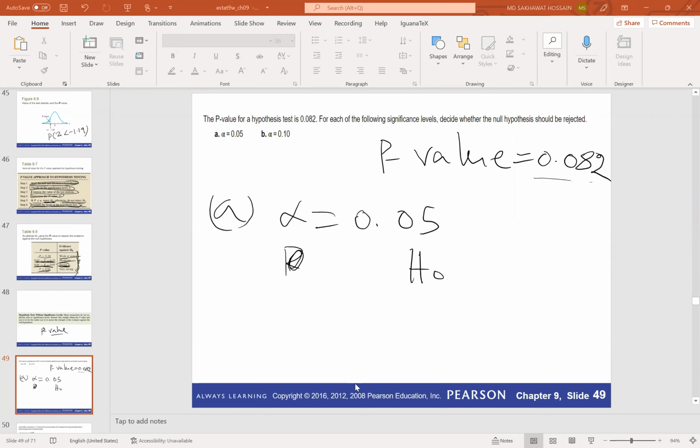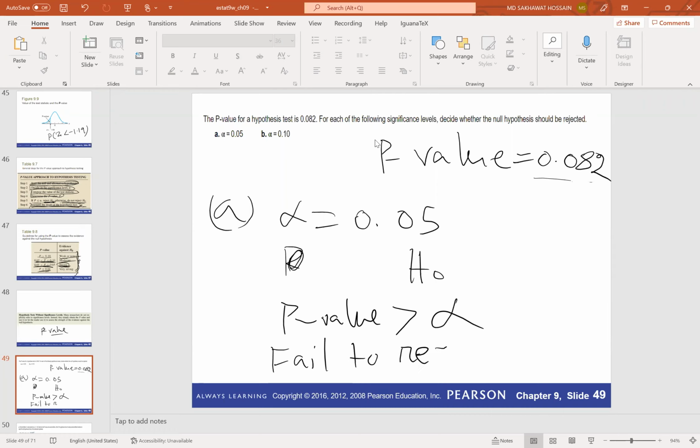Yeah, we fail to reject the null, right? Because the p-value is greater than alpha. This is 0.082, which is greater than 0.05. So we fail to reject the null hypothesis in this case.